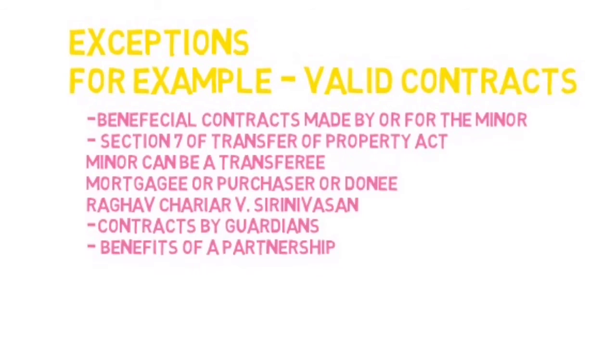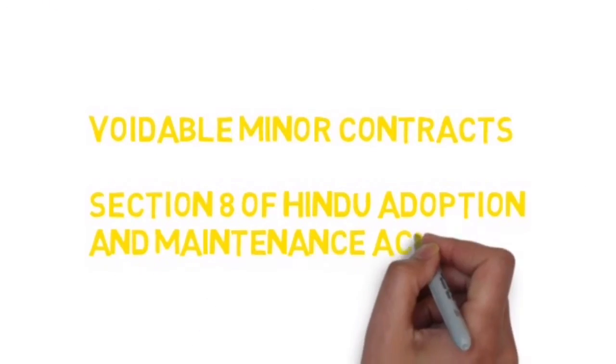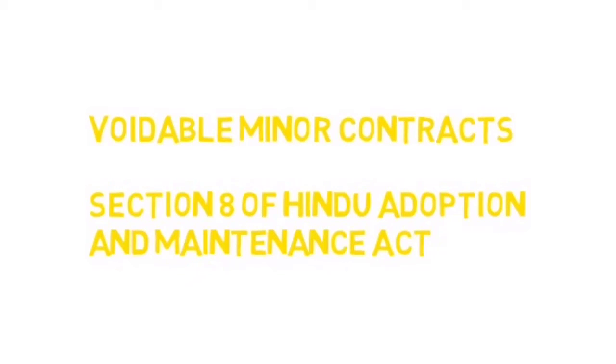Also, contracts by guardians for minors' benefit can be enforced. And it is also good for you to know that a minor, though cannot be a partner in a partnership firm, can be entitled to the benefits of a partnership. Some contracts of minors are also voidable. For example, Section 8 of the Hindu Adoption and Maintenance Act makes certain contracts voidable at the option of the minor.